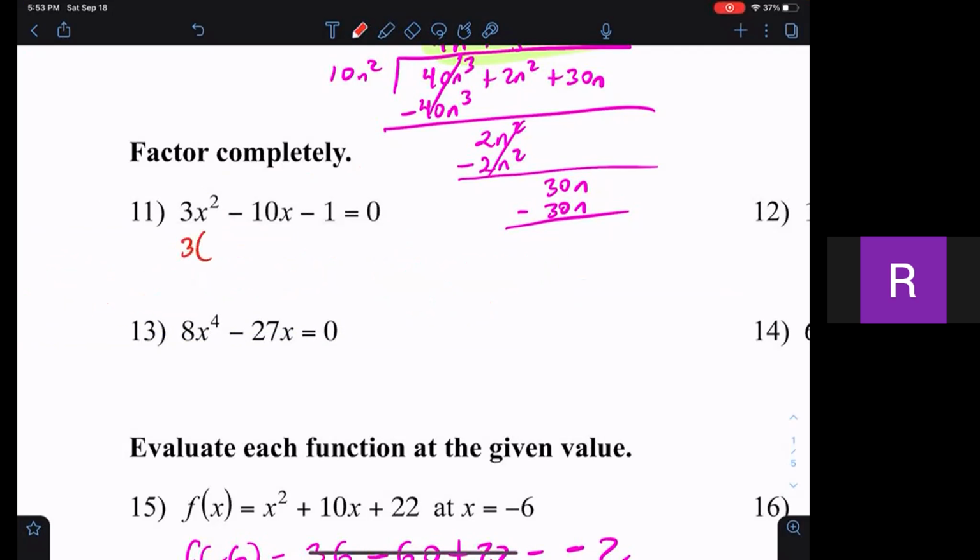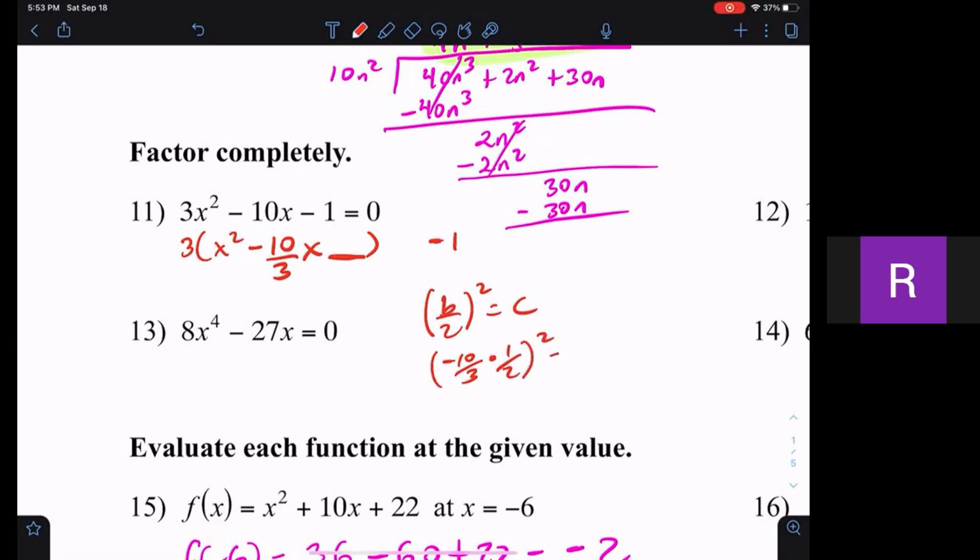So 3, I'm going to complete the square then. X squared minus 10 over 3x, right? And then I need to find this term, minus 1. So b over 2 squared is c, right? C is this part right here. So b, in this case, will be negative 10 over 3 and everything squared over 2, which is the same as multiplied by 1/2 to the second power, that's c. So that's going to be negative 5 over 3 squared, which is going to be 25 over 9. This is positive, by the way.